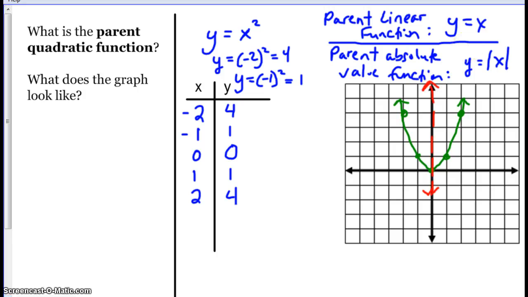The other thing you need to draw is your axis of symmetry. Remember, it's a line that cuts your function in half, and it will be symmetric. So it goes through the vertex here, and our vertex in this case would be a minimum point.